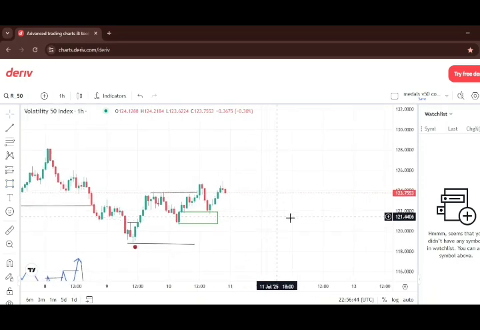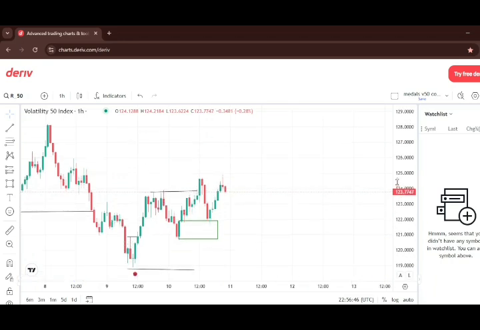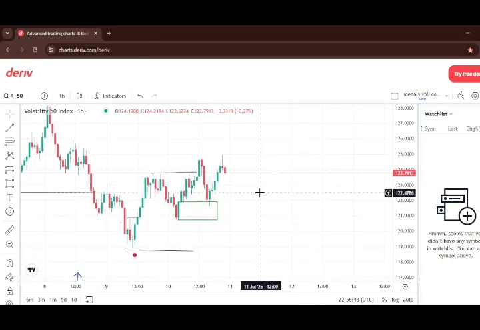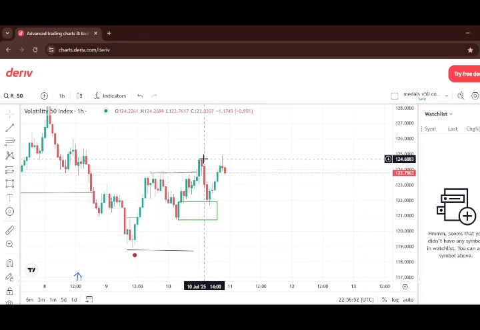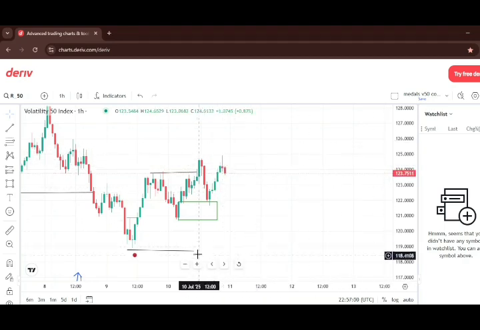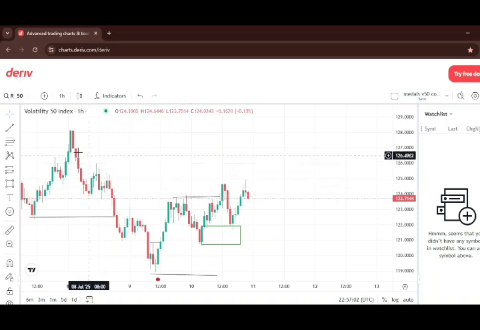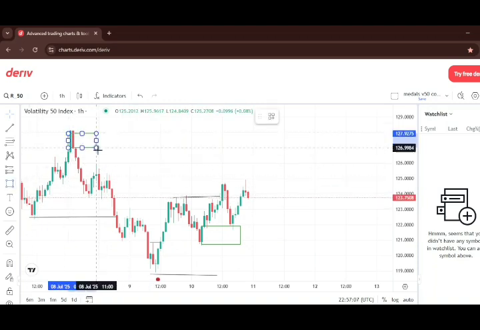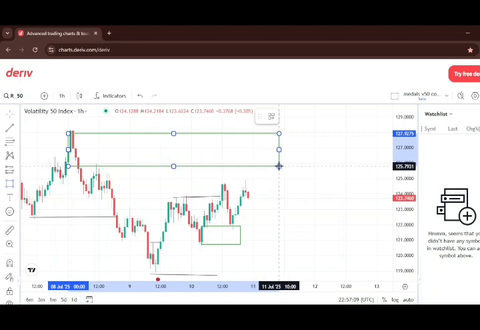So as you can see, look at what the market did here. After taking out the second level, the market came down all the way to the order block and tapped it. Look at the move upward. I'm expecting this market to get to this level before moving down. I'm expecting the market to touch this level.